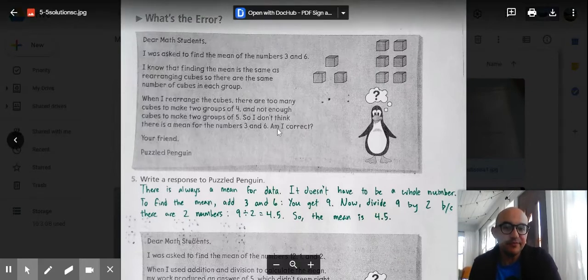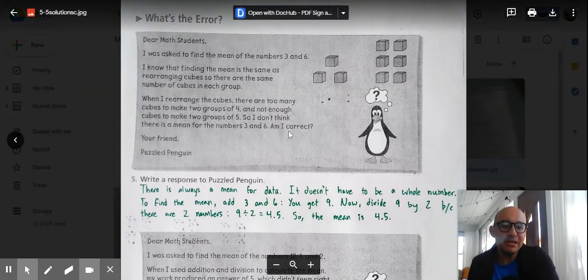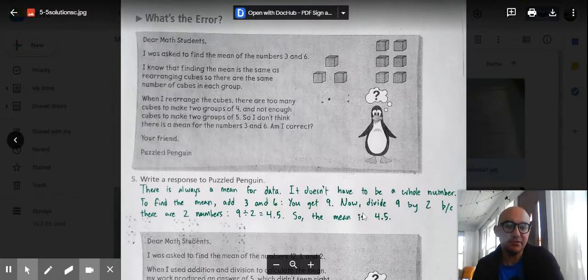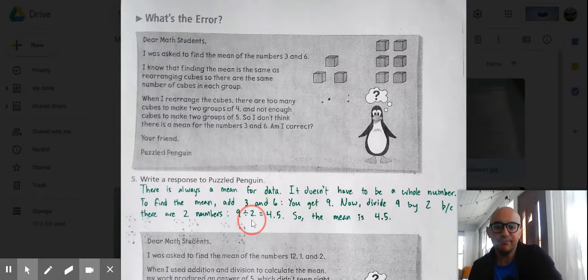My thinking here is our friend Puzzle Penguin didn't understand that a mean doesn't have to be a whole number. In this case, it turns into a decimal. We could also represent this as a mixed number, 4 and a half. That's also correct. I'm wondering if maybe our buddy here just struggled with understanding that an average or a mean doesn't have to be a whole number. But that's all we need to write for number 5. Just want to make sure that we understand how to calculate the mean, and this mean is really easy to calculate because it's just adding a couple of numbers and dividing them by 2.